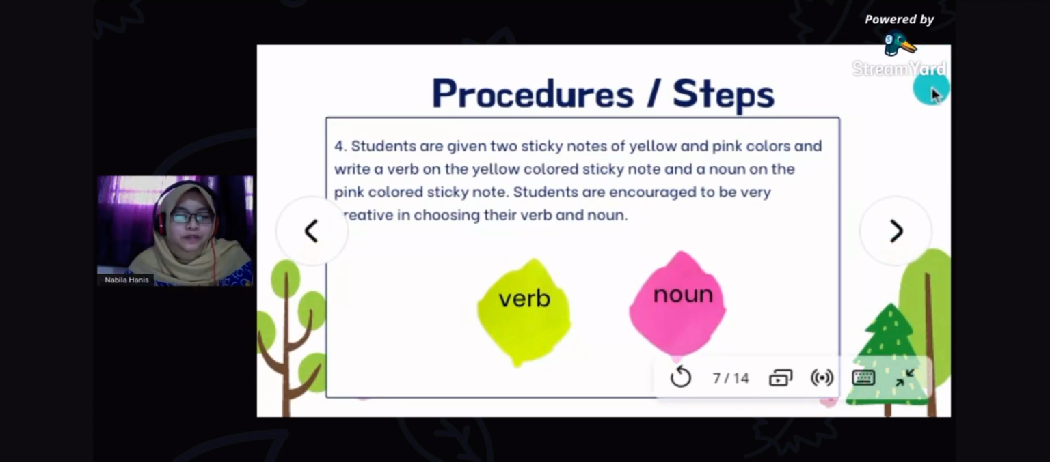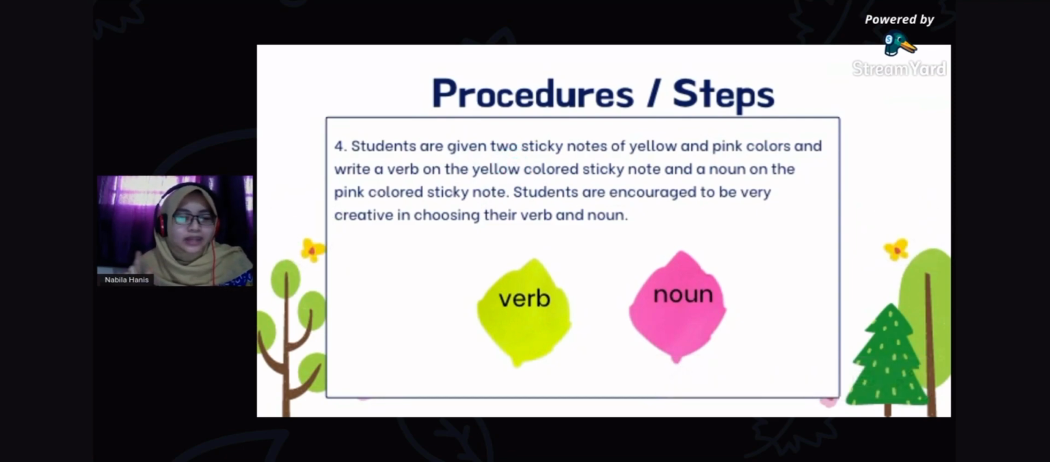So I will continue on the next procedures or steps for the activity of our selected teaching kit as presented by my teammate Nur Mizana previously. The first step for this activity is where students are given two sticky notes. One is yellow and the other is pink. Next, once everyone receives two sticky notes, the teacher will give instructions.